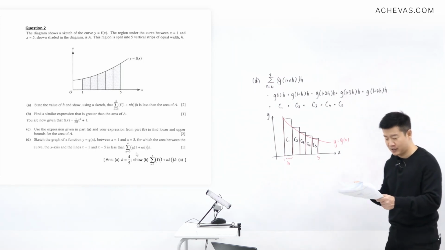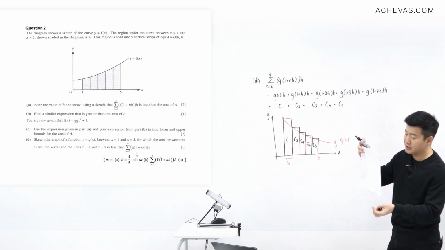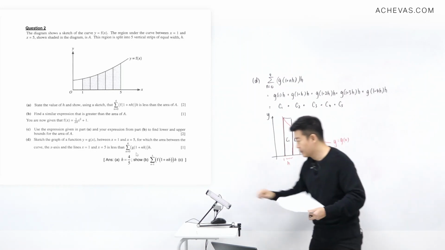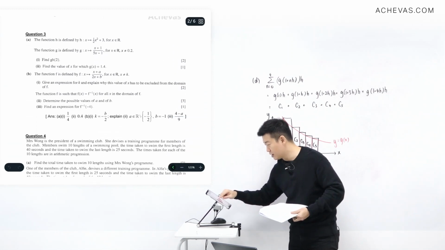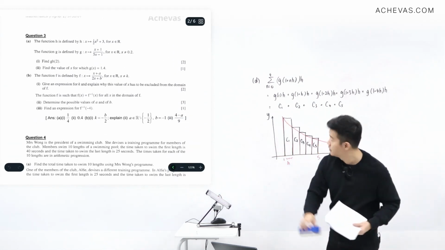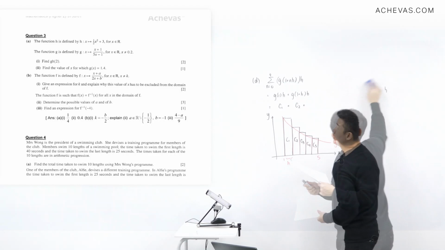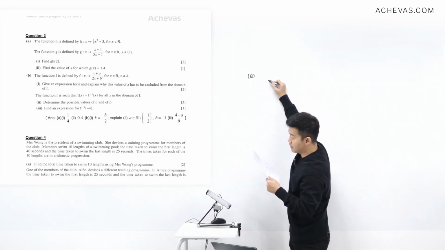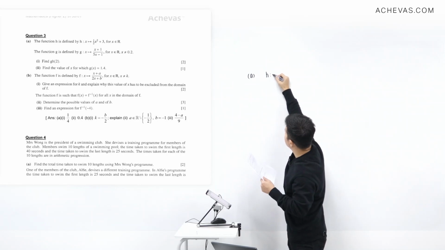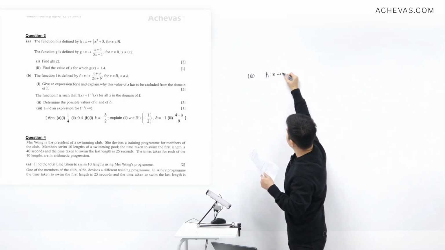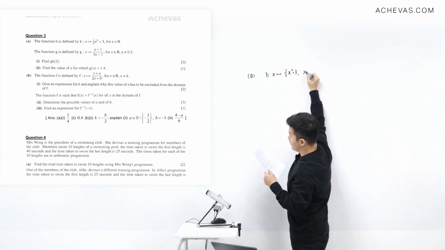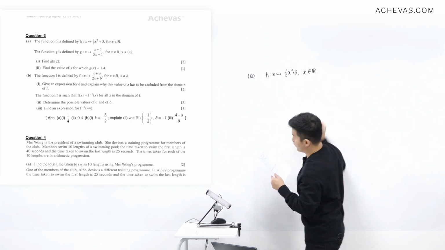Let's take a look at the next one. The next question is question number 3, a functions question. Let's take a look at it together. So in part A, we are given two functions. h(x) is going to be represented by this, half x squared plus 3, for x to be all real numbers.